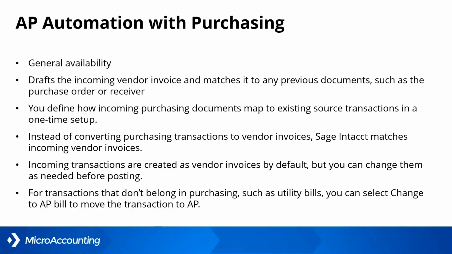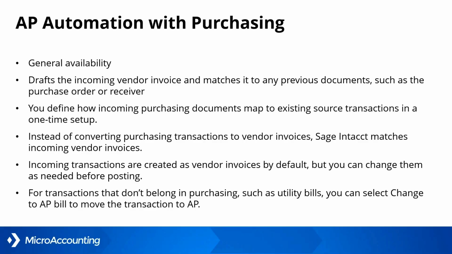So one of the things that we're very excited about seeing is AP automation with purchasing. AP automation rolled out a couple of releases ago for general availability, and that has allowed our clients to have vendors email their invoices directly in, or they upload their invoices directly into Intacct, and they are then processed through Intacct and coded with vendor information, all the information that's on that invoice, so that you are then just reviewing that before you post that invoice and create that AP bill.